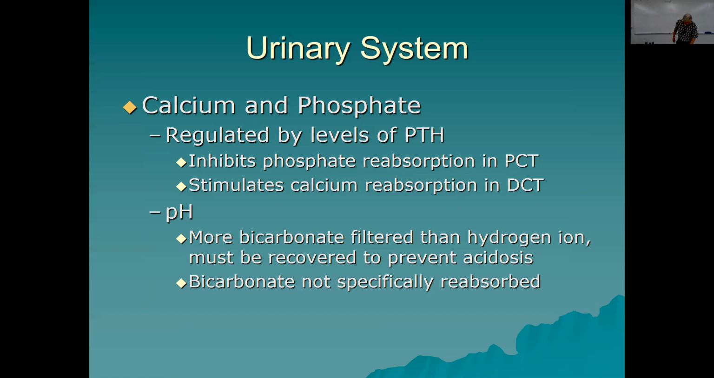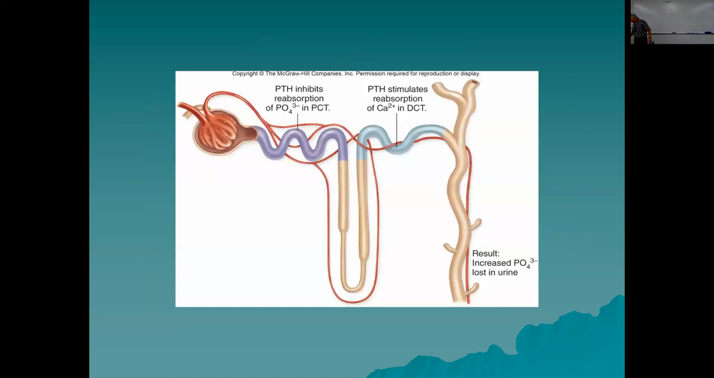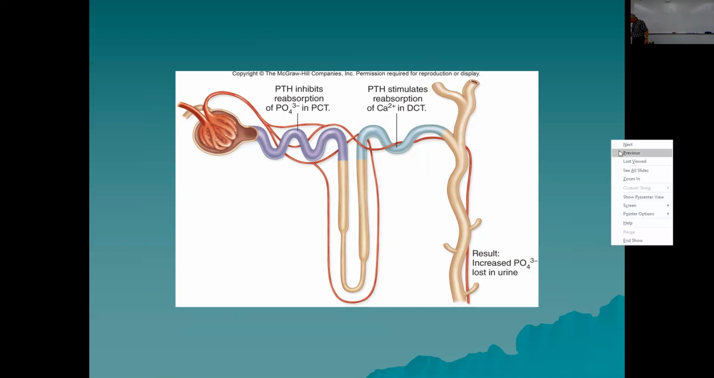This is on the next page, 981, figure 24.21, which shows PTH inhibits reabsorption of phosphate in the PCT, and PTH stimulates reabsorption of calcium in the DCT. Is that on the next slide? Yeah, that's on the next slide, right here, figure 24.21, page 981. Now let's go back to pH here.